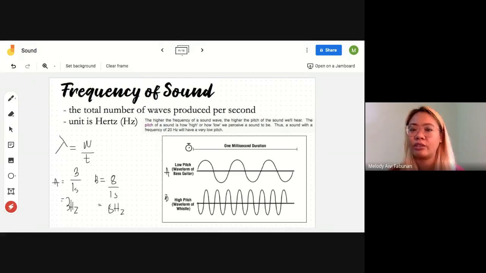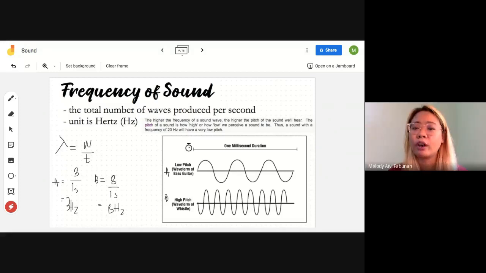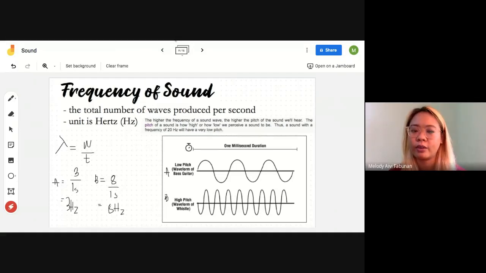Okay? Yes, Kuya Yuri. Teacher, para makuha yung hertz, teacher, dapat i-divide mo yung wavelength tsaka time po? Yung number of waves, yes, you are going to divide that with the number of time. Para makuha po yung hertz, teacher? Yes. Okay. Sige po, sir. Salamat po. Okay, so that is the frequency of sound.